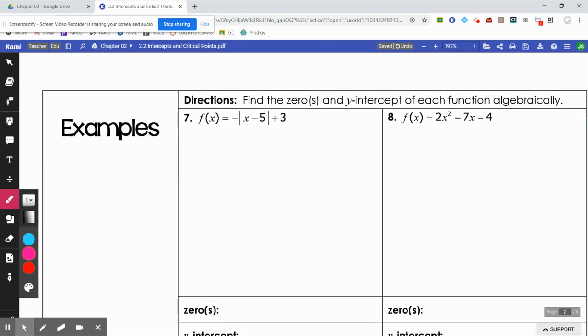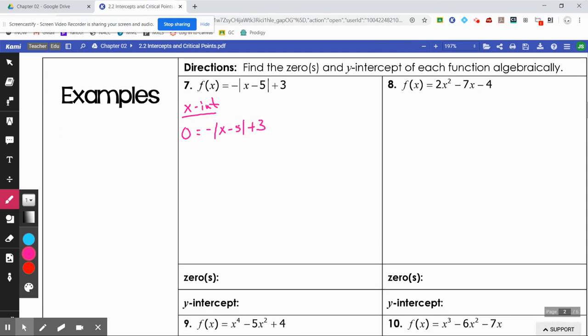So here it says find the zeros and find the y-intercept for each function algebraically. So to find your x-intercepts, let's do it like this. To find my x-intercept, I'm going to set y equal to 0. And I have y equals the negative absolute value of x minus 5 plus 3. And we're just going to solve it.